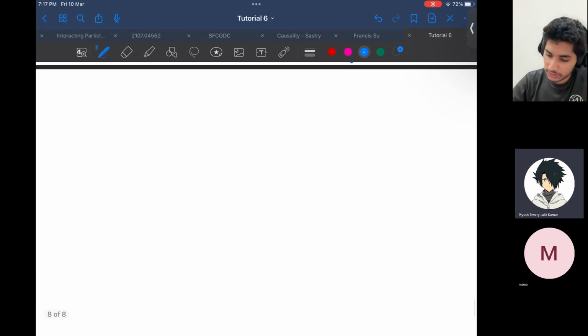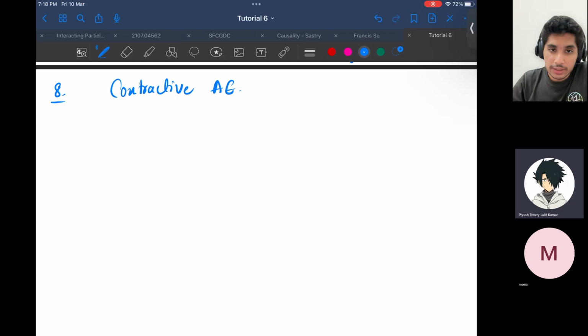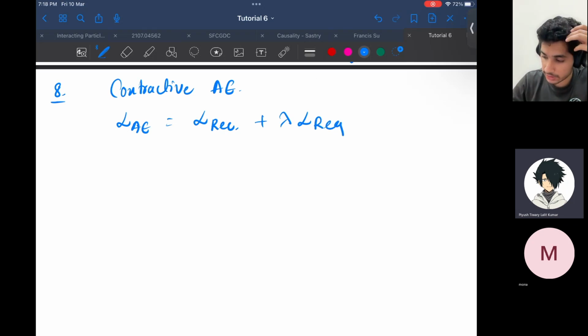Coming to the eighth question. What is the eighth question? It says, which of the following statements is true for contractive autoencoders? So now we have to deal with something called contractive autoencoders. What is it? A contractive autoencoder is again a regularized autoencoder. So you have L_A, which is equal to L reconstruction loss plus lambda times L regularization.